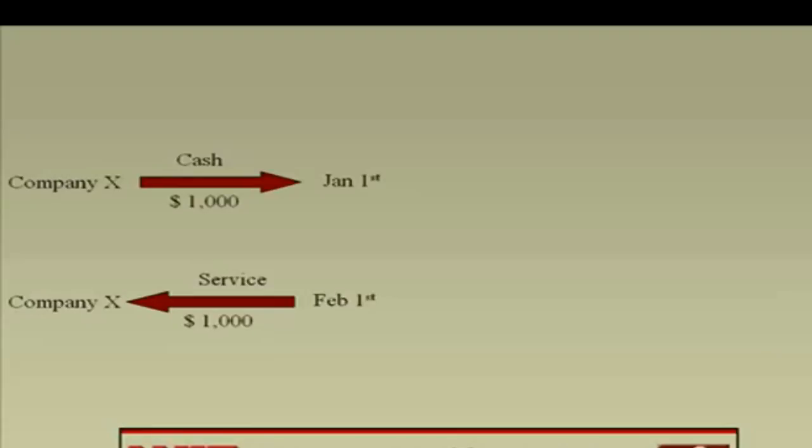At this point, January 1, there's no expense. This is because no service was received yet. But you paid the money, so cash goes down. An account called prepaid expense is created, so prepaid expense goes up. There you go. Cash goes down and prepaid expense goes up. This is important. Prepaid expense is not an expense. It's an asset. Prepaid expenses are shown on the balance sheet as assets.